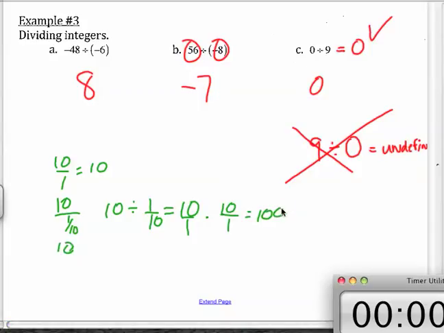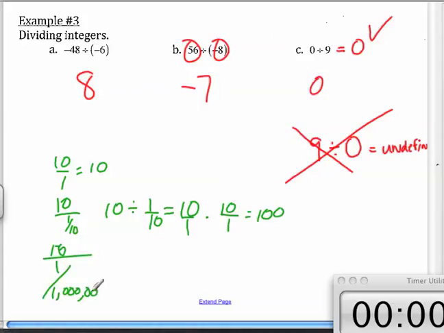What about 10 over 1/1,000,000th? What would that be when I flip and multiply? Leo? 10 million.